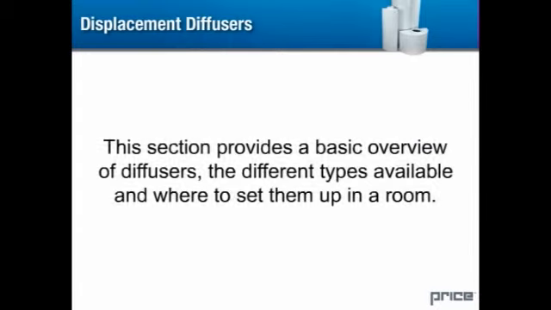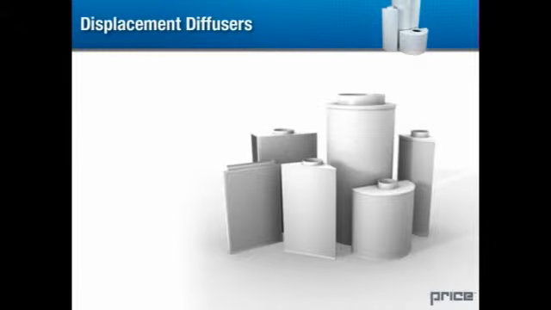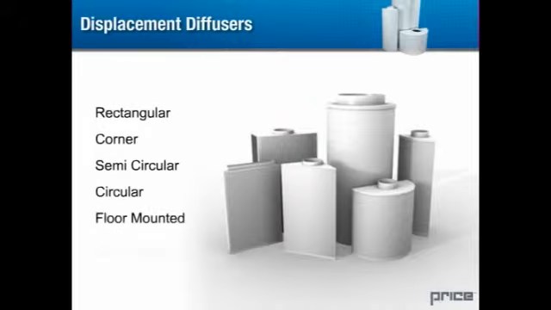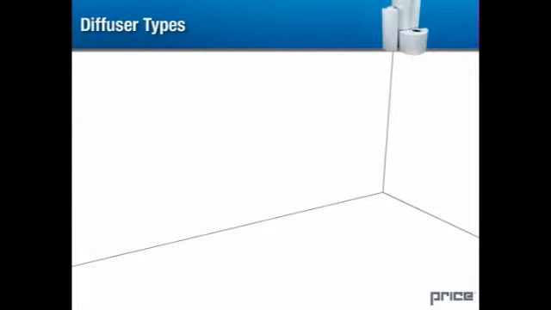This section provides a basic overview of diffusers, the different types available, and where to set them up in a room. A wide variety of displacement air diffuser types are available to suit any location needs: rectangular, corner, semicircular, circular, floor-mounted, and custom-built. We'll look at some common types.